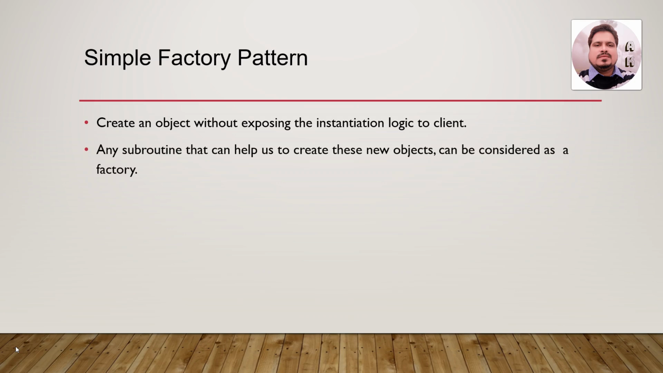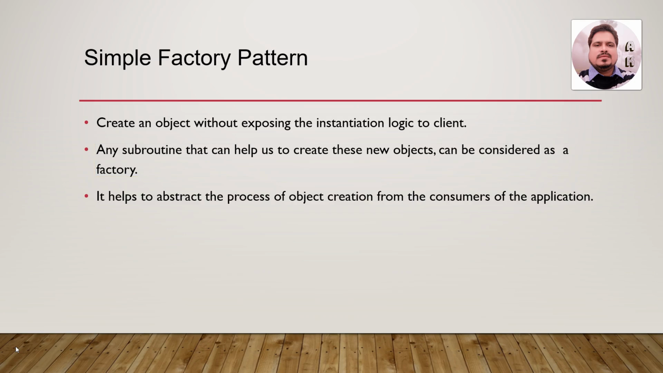So how will it help us? For creating a new object, we have to write some subroutine or method. Within that method, we can create the objects. So that method is known as a factory. And the most important factor is that it helps us abstract the process of object creation from the client of the application. The client does not have any idea what the concrete class of the particular object is.